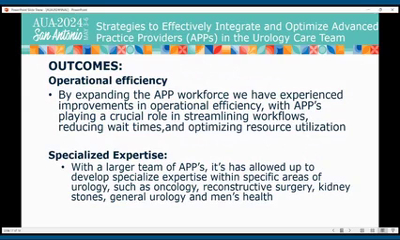So what are all the outcomes of all of these initiatives that we've taken over the past several years? So we were successful, as I said before, by expanding our APP workforce, and we experienced significant improvements in operational efficiency, and APPs really are playing a crucial role in streamlining these workflows, reducing wait times, optimizing resource utilization.